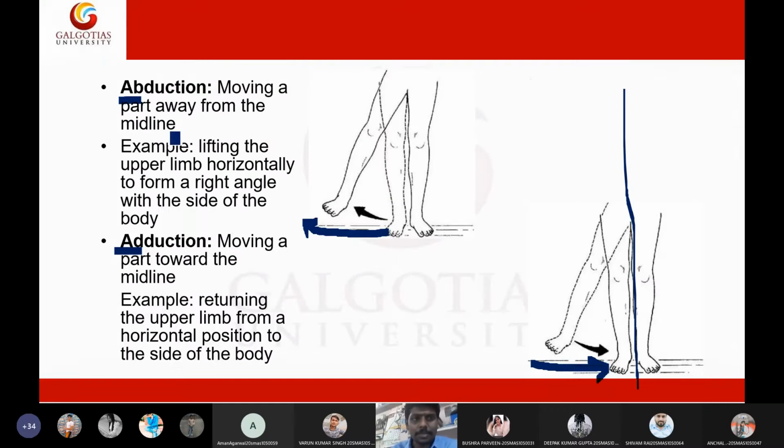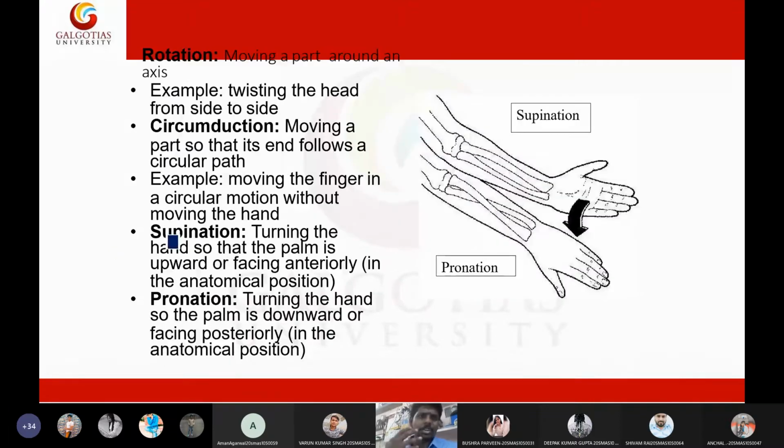Then abduction means moving the foot away from the midline, and bringing the foot towards the midline can be stated as adduction. Then rotation means rotation of the head, moving around the central axis. Circumduction means one part will be fixed and the other part will move in a circular path. Such movement is called circumduction, which is seen in the thumb. Then supination means turning your palm upwards, and turning your palm backwards is called pronation position.